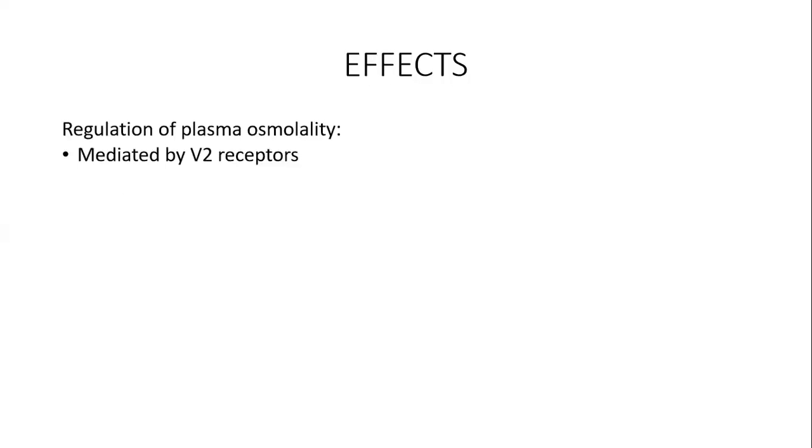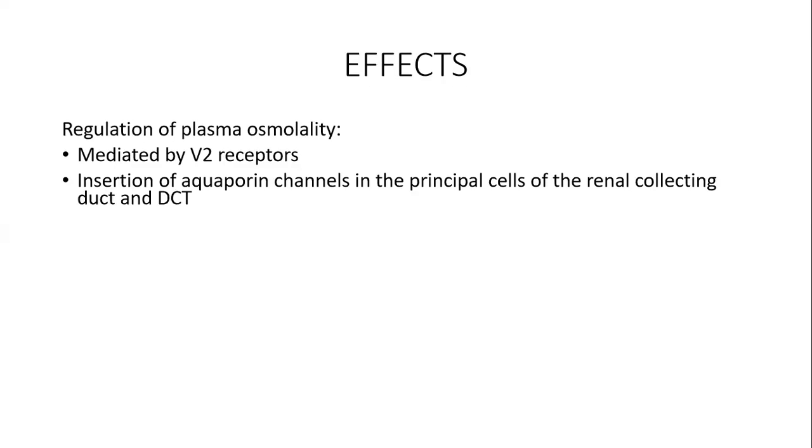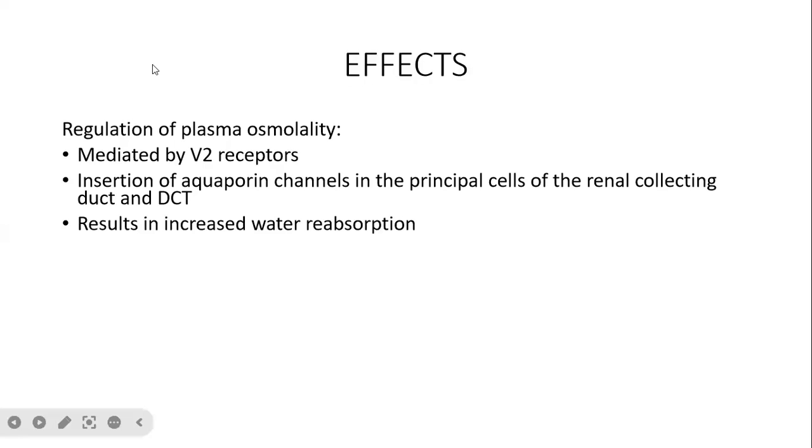What are the effects? Antidiuretic hormone can regulate plasma osmolarity, which is mediated by V2 receptors. Now, V2 receptors will cause insertion of aquaporin channels in the principal cells of the renal collecting duct and distal convoluted tubule. This results in increased water absorption, which leads to free water absorption. What I want you guys to know is that V2 receptors act via the Gs protein mechanism.